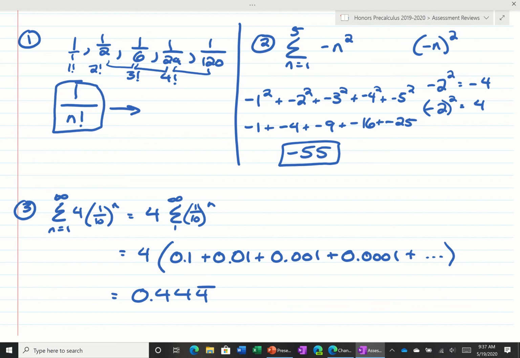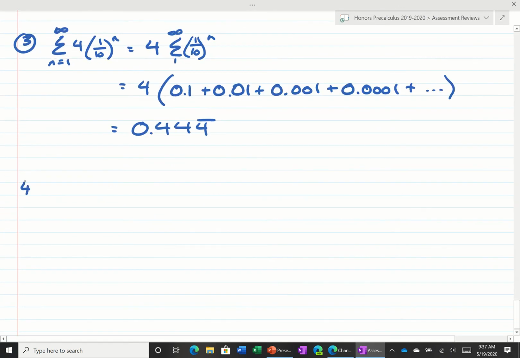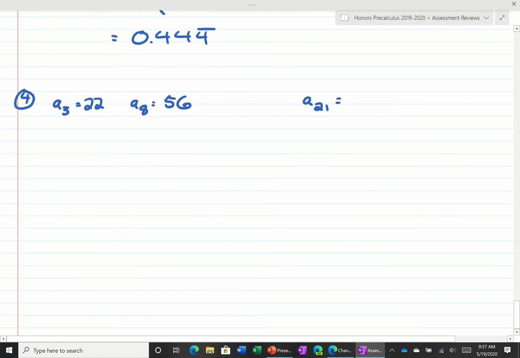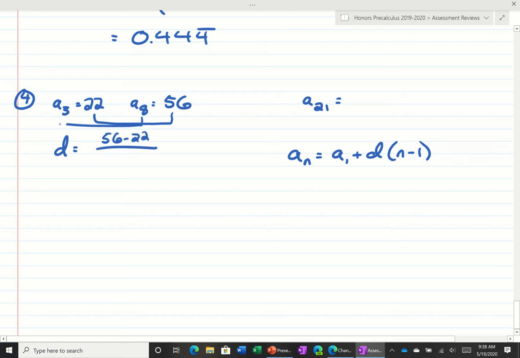All right, the next problem, it says given the third and the eighth term. So if a sub 3 is 22 and a sub 8 is 56, we want to find the 21st term. First thing we have to do, this is an arithmetic sequence. So generally our formula was a sub n is equal to the first term plus d times n minus 1. So let's figure out what d is. To get the common difference, you have to figure out the difference between these numbers, and then how many steps we have to make up that difference.